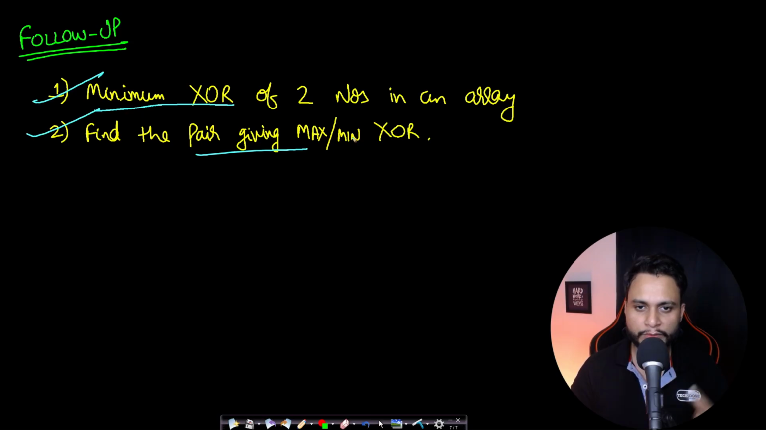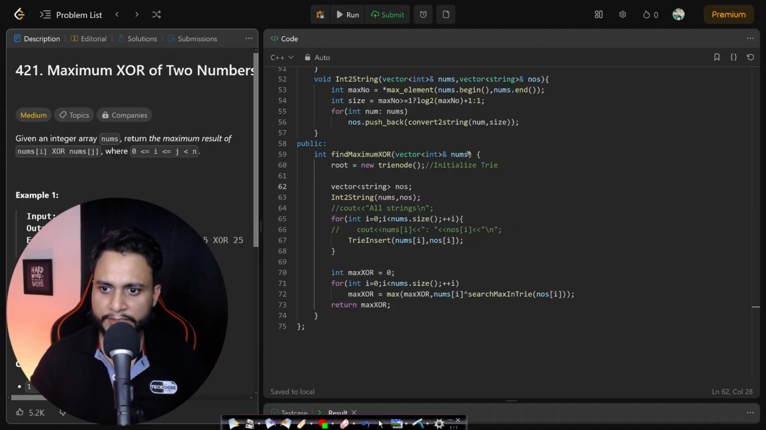Let us now look at the code walkthrough. In this code, you can see that this is the nums array which is coming, and this is the root node, which is the slash which I had defined in the diagram. This is just my way of initializing the trie. You can have your own way in how you write the trie code.